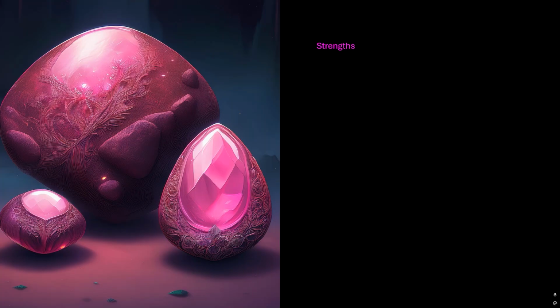So what are some of the strengths of this theory? Well, it highlights the important role of physiology in emotion. It's supported by evidence that bodily changes, for example, heart rate and sweating, are linked to emotional experiences.